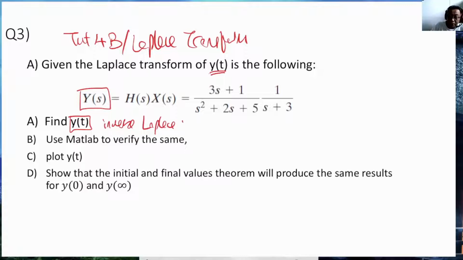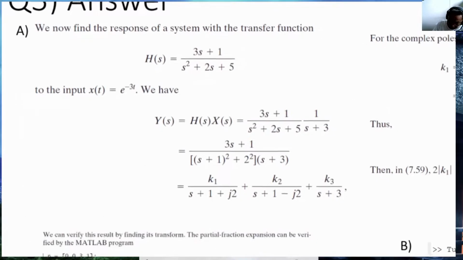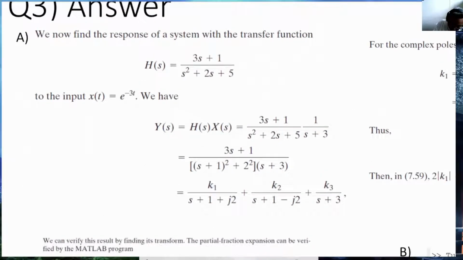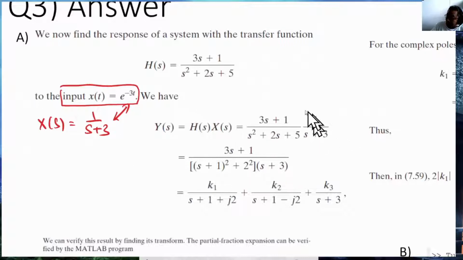We are told that Y(s) equals H(s) X(s), and this is H(s), and this is X(s). So how to find y(t)? Here the answer gives us more information about x(t). If X(s) equals 1 over s plus 3, then its inverse Laplace transform is e to the minus 3t. But we don't need to do that because we can actually begin from Y(s) directly.